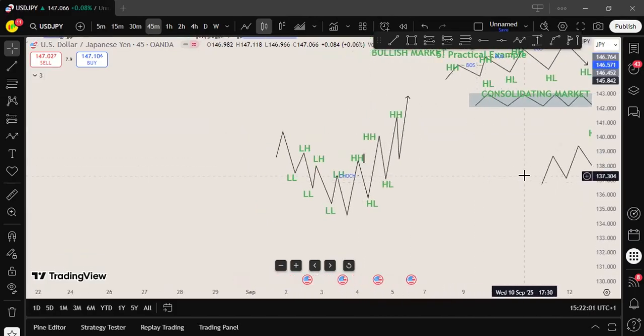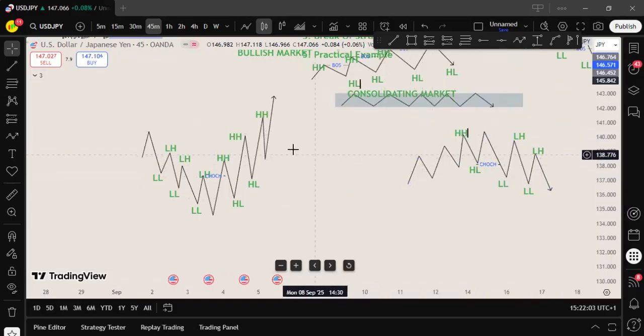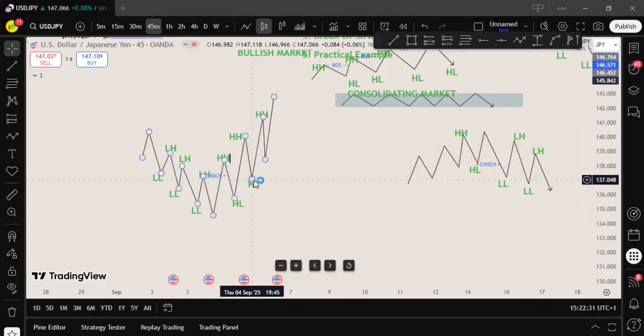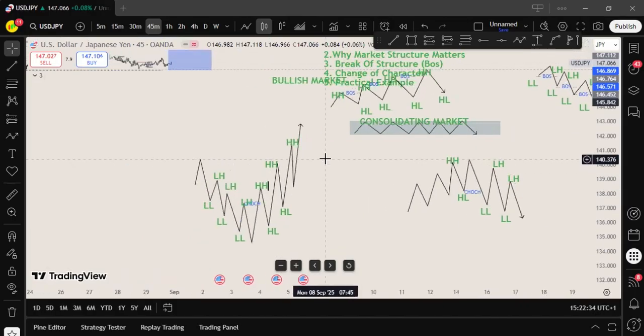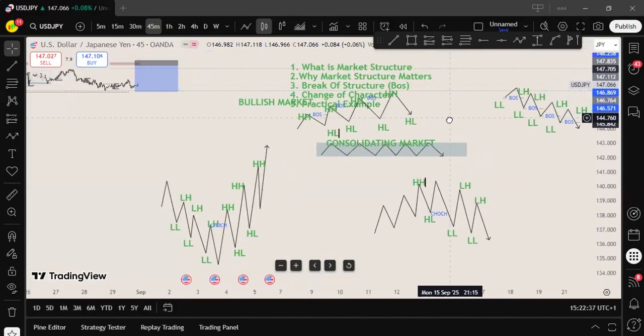With these two examples, I hope I've been able to explain what a change of character is. In the example I made here, the market was in a bearish trend. Then big players stepped into the market. Instead of creating a lower high, they broke the lower high, making it a change of character. Then investors start buying the market, and you see the market creating a series of higher highs, higher lows, higher highs, higher lows.